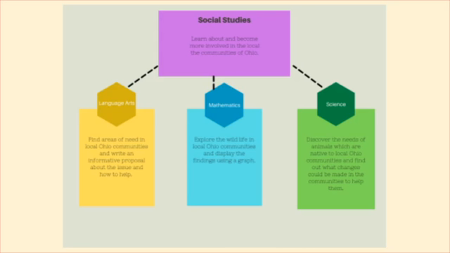For math, it's tied into the social studies standard by students exploring the wildlife in the local Ohio community. So they're getting to know their community, and then from their explorations in the local wildlife, they're going to display their findings using a graph. And then for science, it's tied back into the social studies standard by students discovering the needs of the animals in their local areas in Ohio, and seeing what environmental factors they could work to change in their local community to help those animals in their habitats.